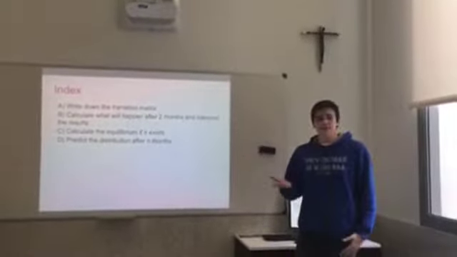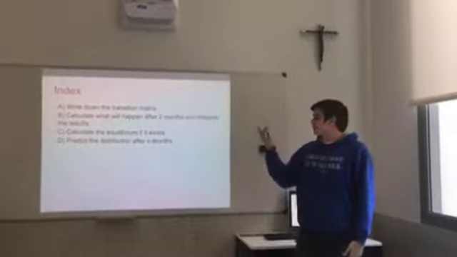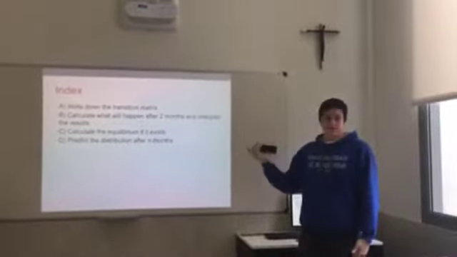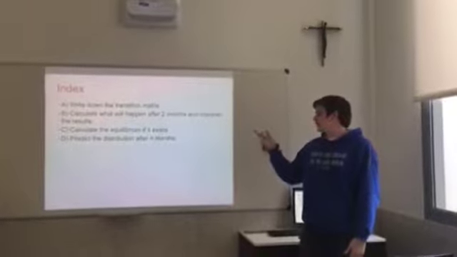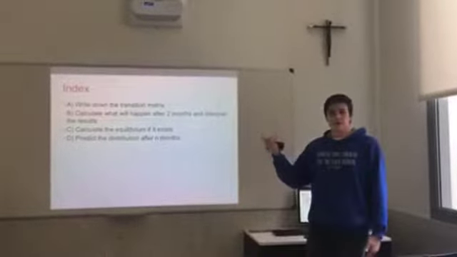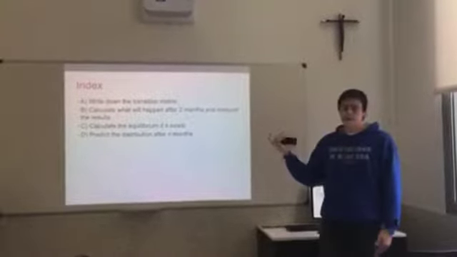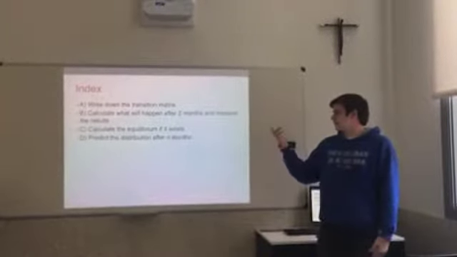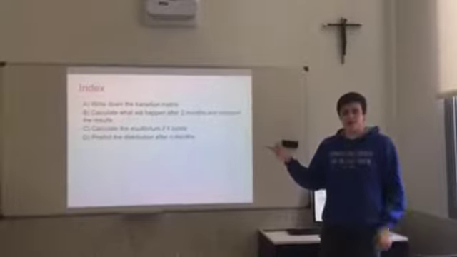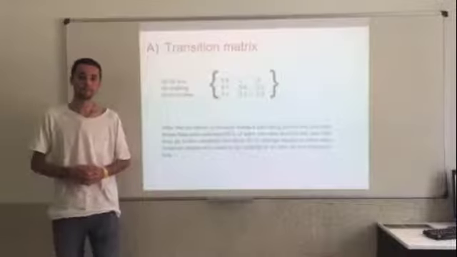We divided our project into 4 steps. First, we wrote down the transition matrix, then we calculated what would happen after 2 months, and we also calculated the equilibrium, and lastly, we predicted the distribution after some months.